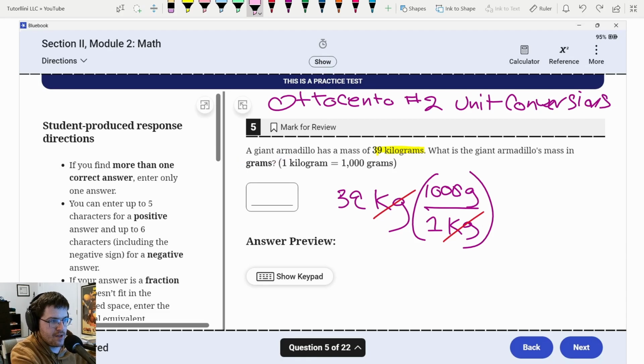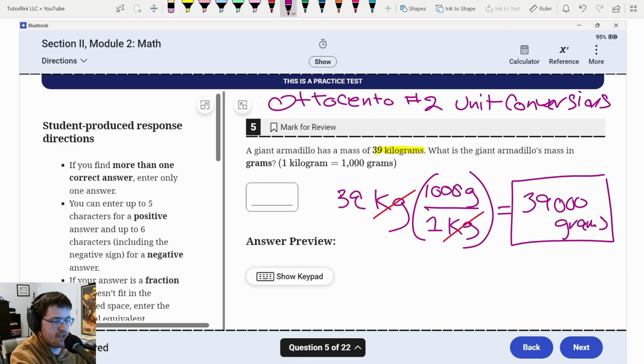So now you just need to put that in the calculator exactly as it's written. 39 times 1,000 over 1 should give you 39,000 grams. So the answer is 39,000.